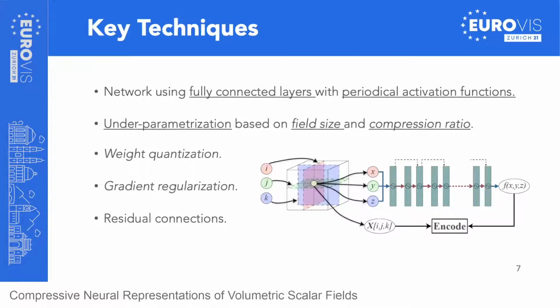Based on this previous work, we take advantage of the following techniques and designs to build our compressor. We build a network consisting of fully connected layers with periodical activation functions, and parameterize it based on field size and desired compression ratio. To further compression gains, we perform quantization on weights. We also use gradient information as a form of regularization and add residual connections to make the network more robust. Overall, our compressor is conceptually very simple and straightforward, as you can see in this diagram.